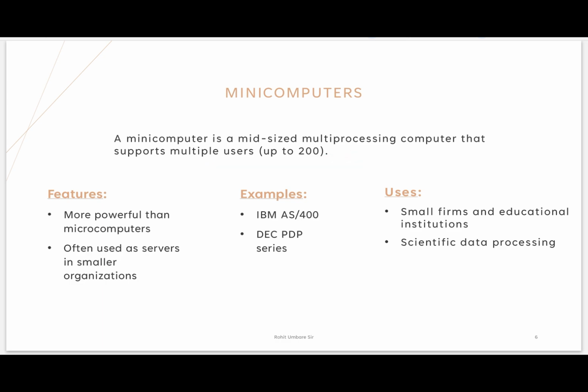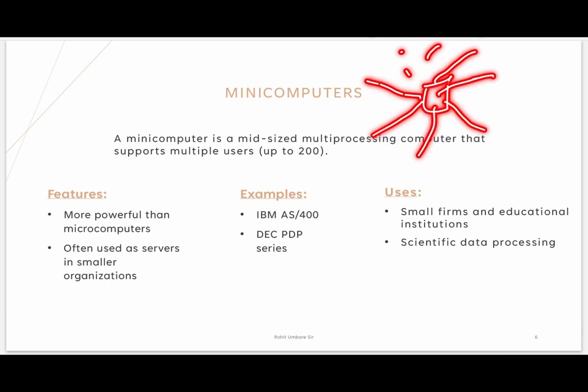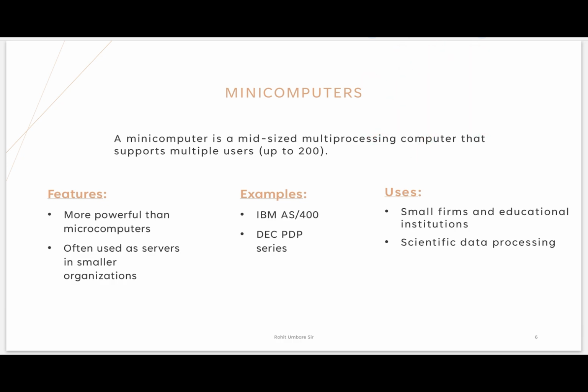Mini computers can support multiple users up to 200. Meaning there is only one CPU and we can connect different monitors to it. Different monitors but only one single CPU. Up to how many users, in the exam they can ask? Up to 200 users. What are the features of this? More powerful than a microcomputer, as you can see. That was up to 3 users, this is up to 200 users, meaning it is more powerful.